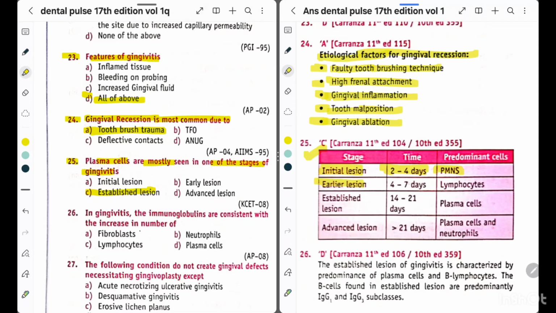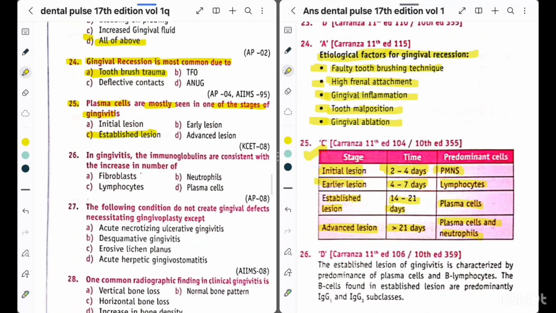In the early lesion, which is seen at 4 to 7 days, the predominant cell is lymphocyte. Established lesion, 14 to 21 days, and the predominant cell is plasma cell. Advanced lesion, greater than 21 days, and the predominant cells are plasma cells and neutrophils. So the answer is established lesion.